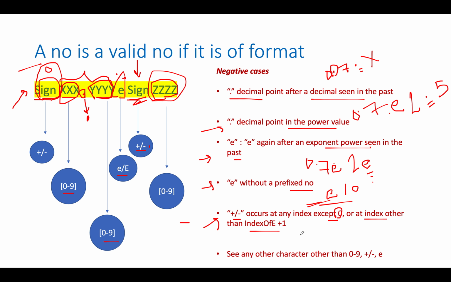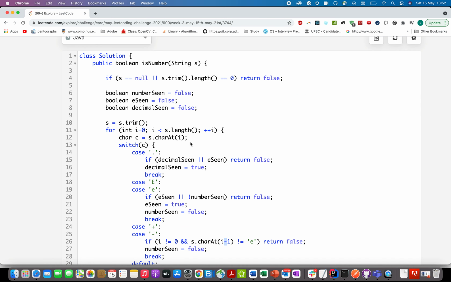So let's just talk about it. Write one example of it. 0.7 plus e. So plus is coming at an intermediary index, so we'll return false from that. Let's talk about the last case. See any other character apart from 0 to 9, positive, negative, or e. E includes both capital E and small e. I hope these test cases are clear to you, and let's just walk through the code.